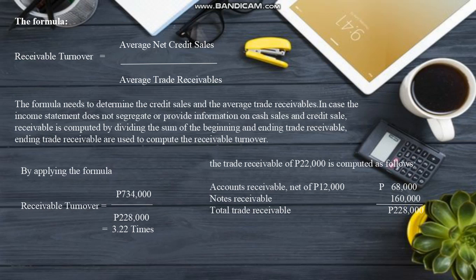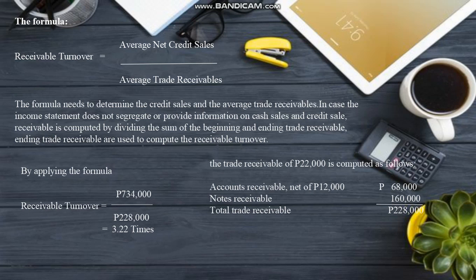So here, as you can see on the screen, we have the formula of the receivable turnover. Now you have to take note of the average net credit sales over the average trade receivables. The formula needs to determine the credit sales and the average trade receivables in case the income statement does not segregate or provide information on cash sales and credit sales. Average trade receivable is computed by dividing the sum of the beginning and ending trade receivable. Ending trade receivable are used to compute the receivable turnover.